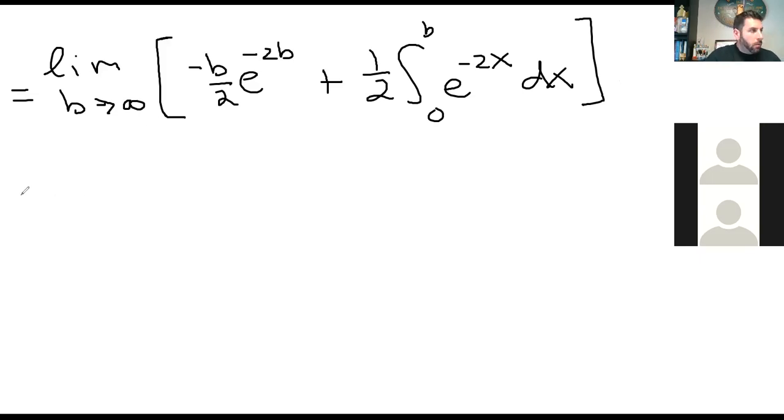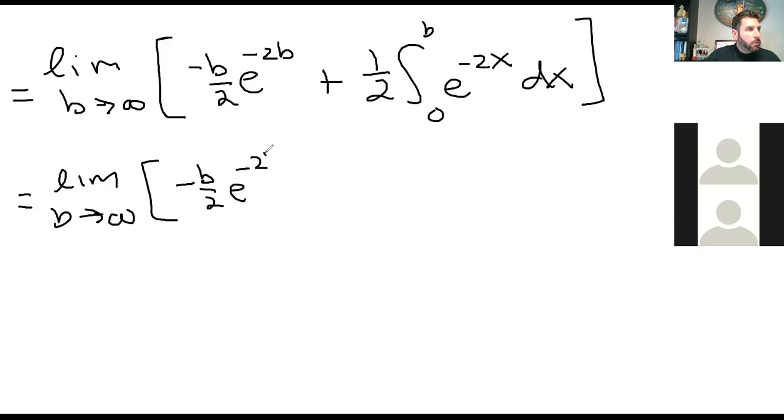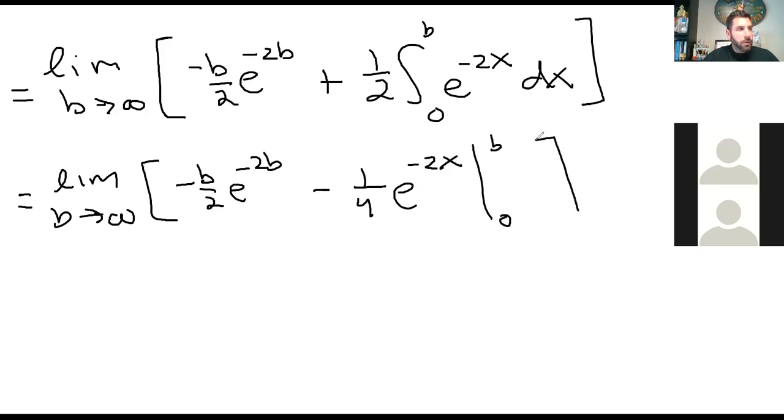Okay, so now I'm going to be very careful. I'm not going to take my limit yet, because this limit right here is not exactly obvious. At least it requires some explanation. But I can take this integral. This integral becomes minus 1/4 e to the negative 2x, evaluated from 0 to b.